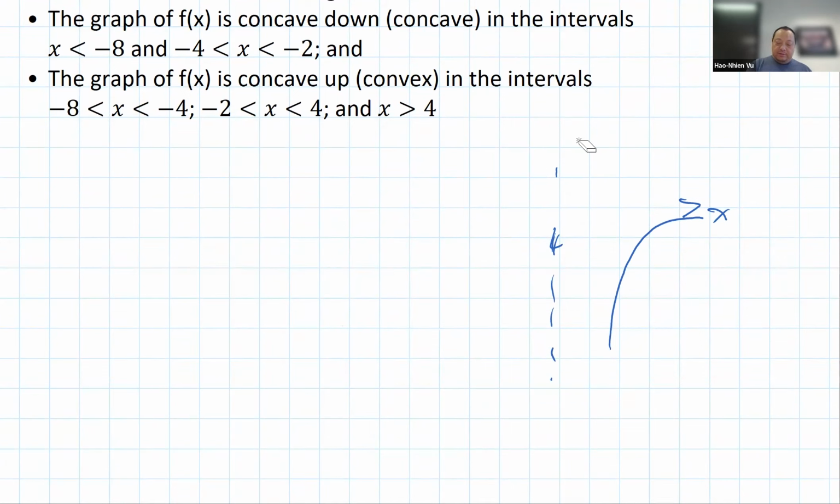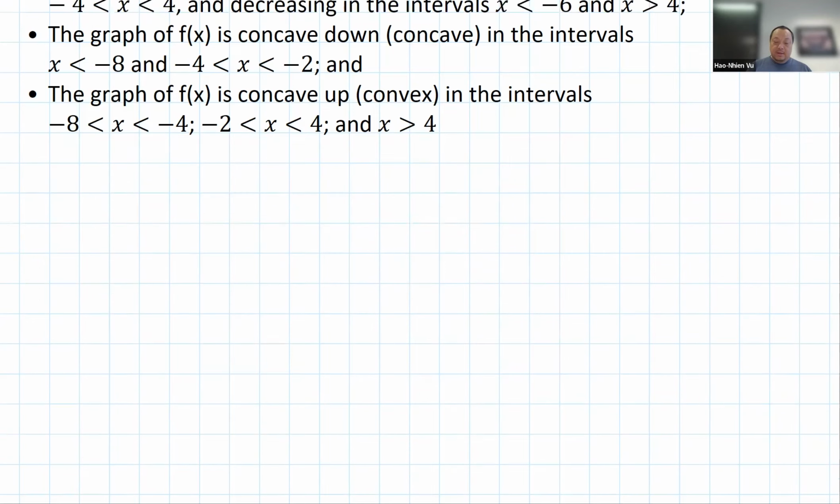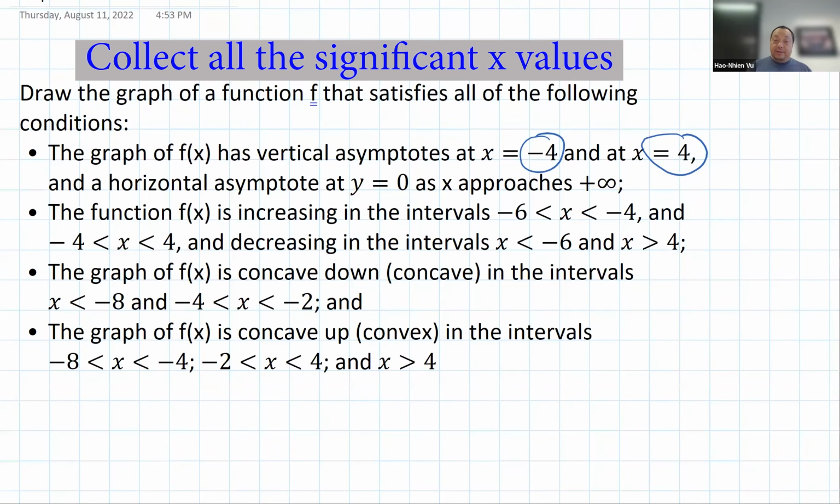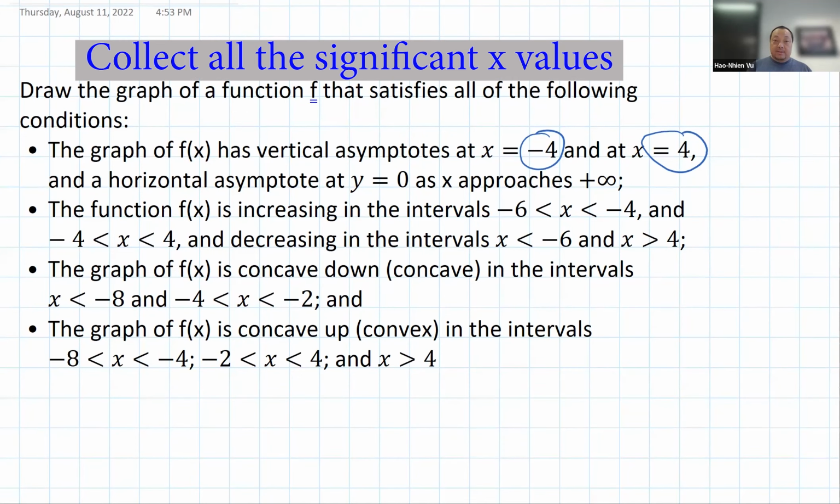I'm going to scratch this. I'm going to collect all the information into one place. So first, I'm going to collect all the different x values where some things happen. Something happens at -4 and 4. Something happens at -6. That's the beginning of the interval where f is increasing. -4 I already have. -4, 4. -6 I already have.